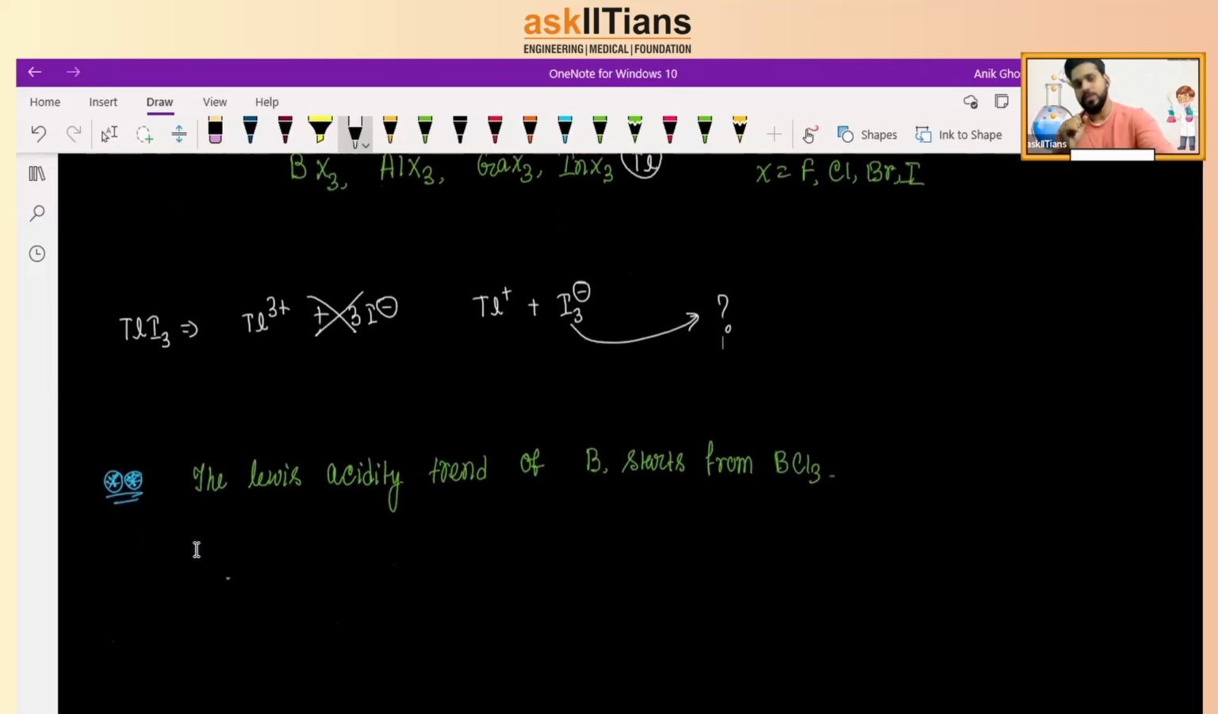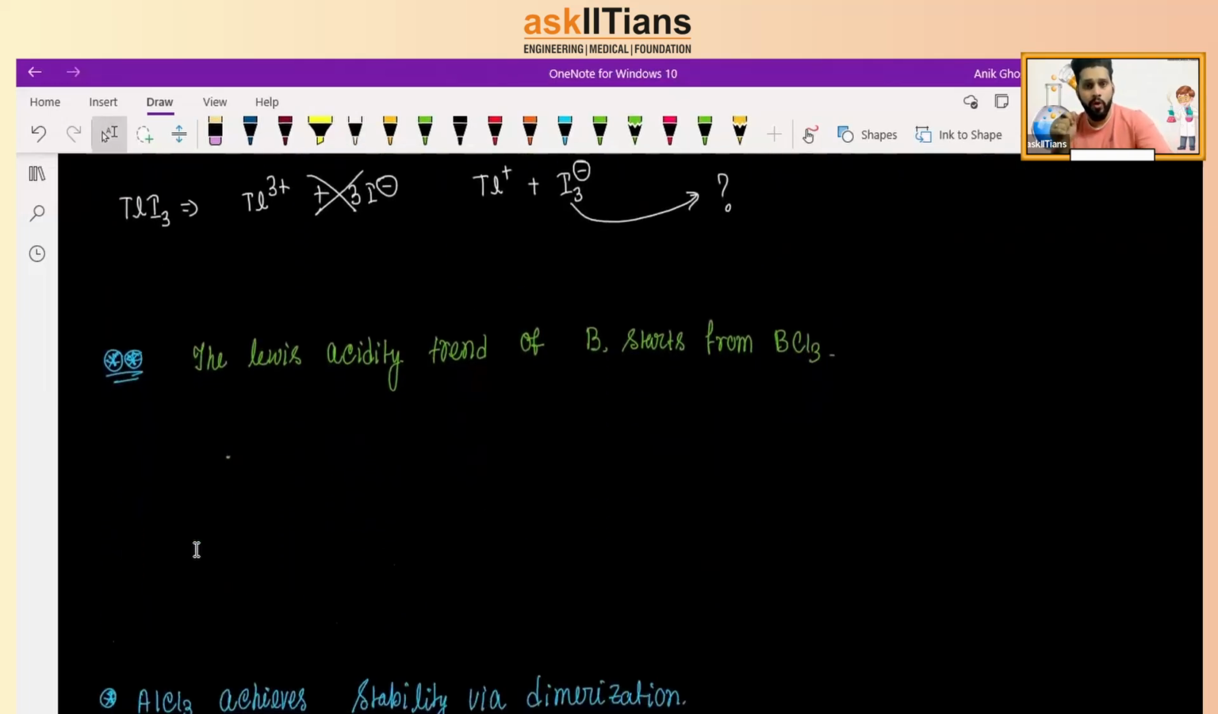Now, moving on to the next question. The Lewis acidity trend of boron starts from BCl3. See, guys, let me clear up what I'm trying to do here. These are all PYQs, either from JEE Mains or JEE Advanced, or a question which I have taken which is needed to solve a PYQ. So some of them are questions, some of them are statements, right? This is a statement I want you to know: the Lewis acidity trend of boron starts from BCl3, not BF3.